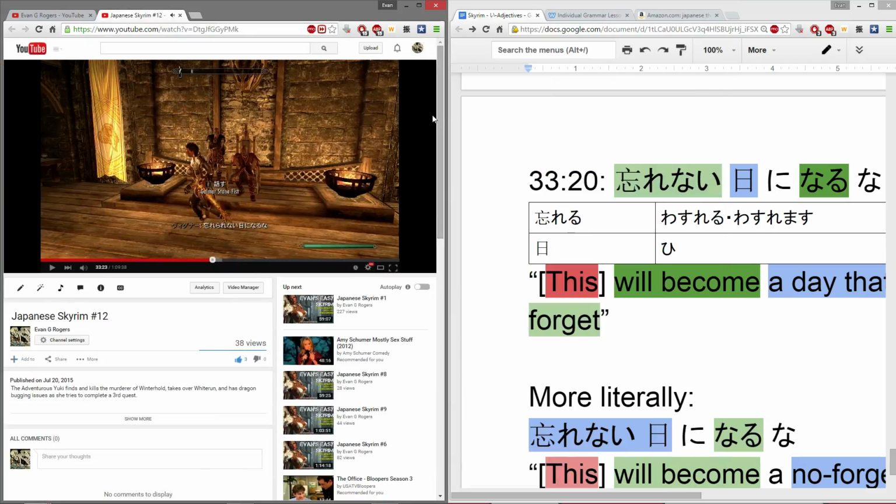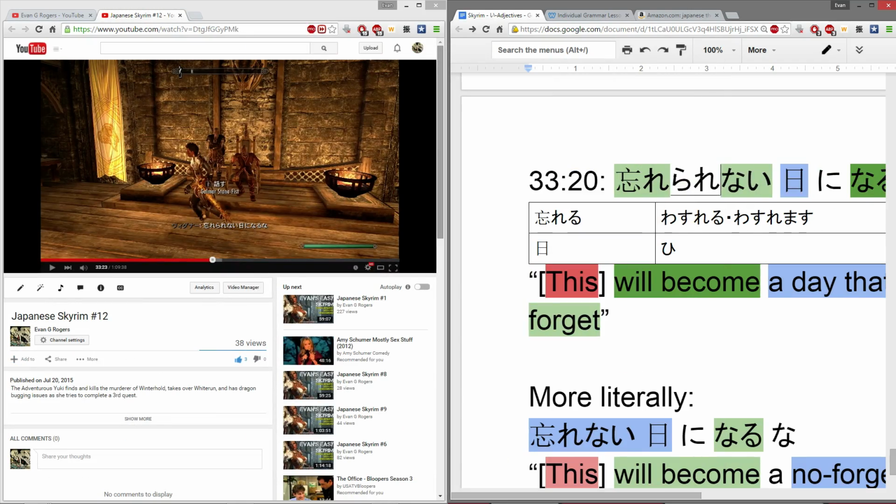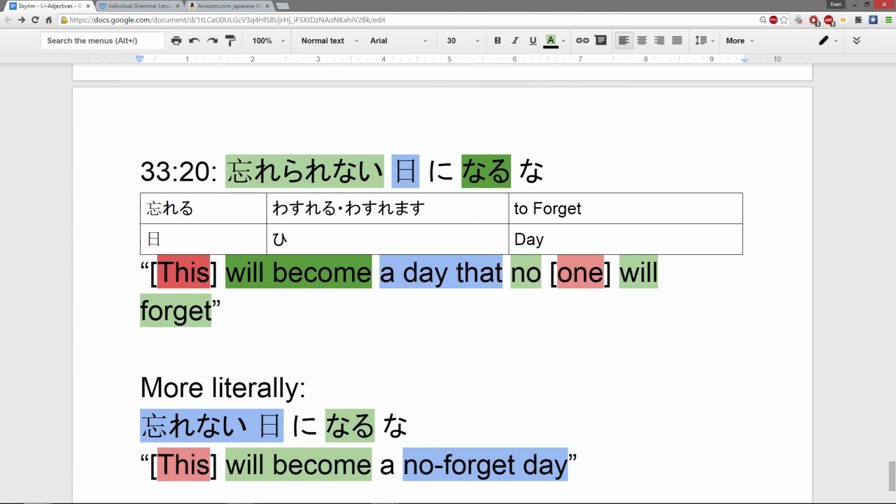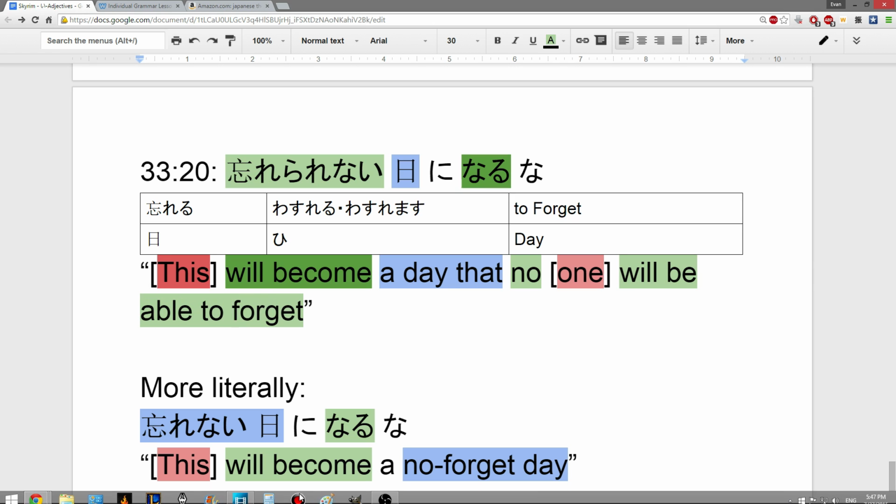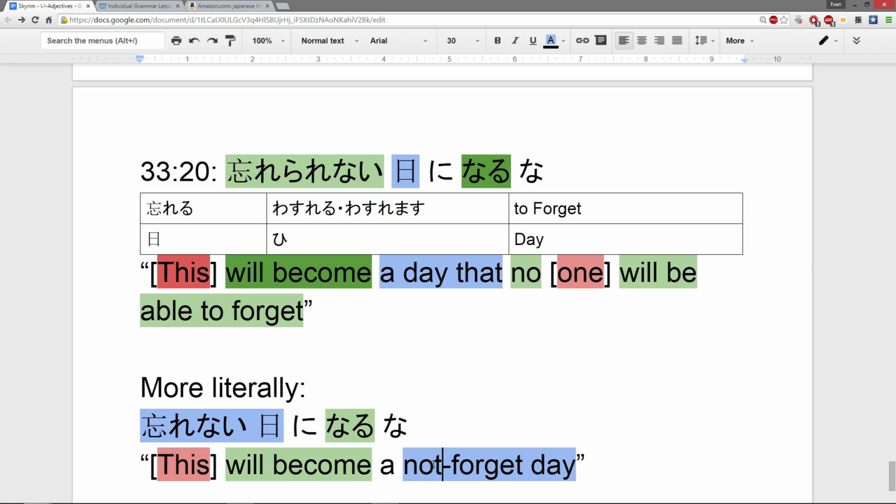This is wasurerarenai. Wasurerareru is able to forget. This rareru changes wasureru, which is to forget, into a day that no one will be able to forget. This will become a not-able-to-forget day.